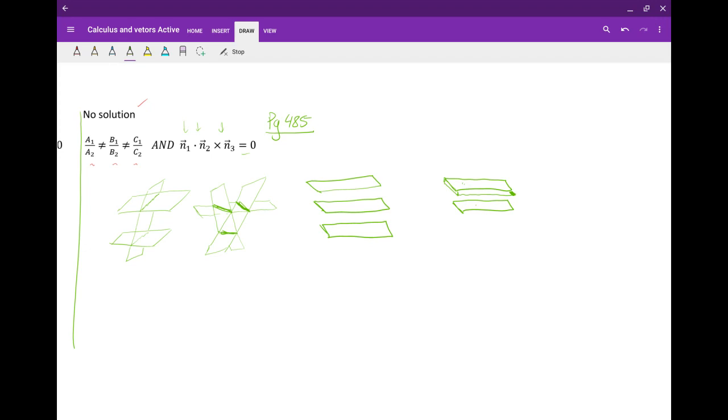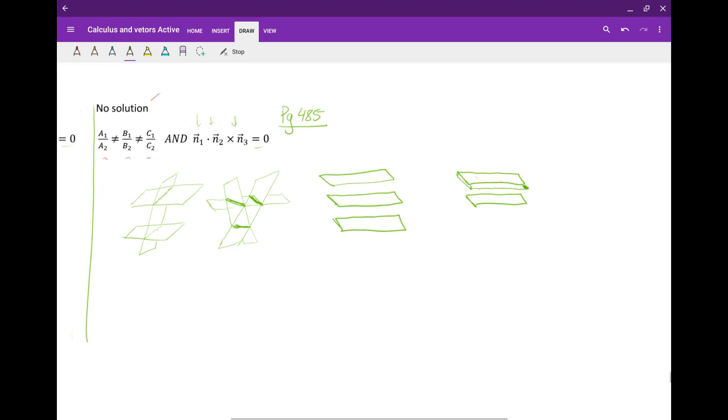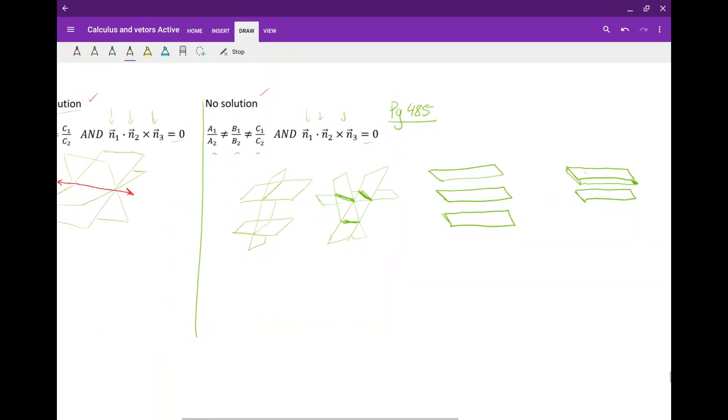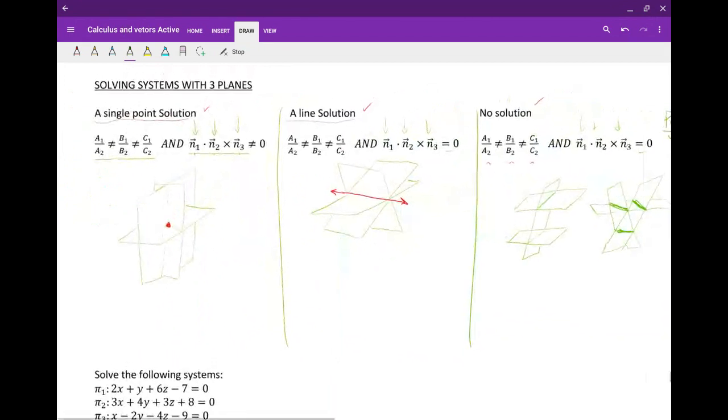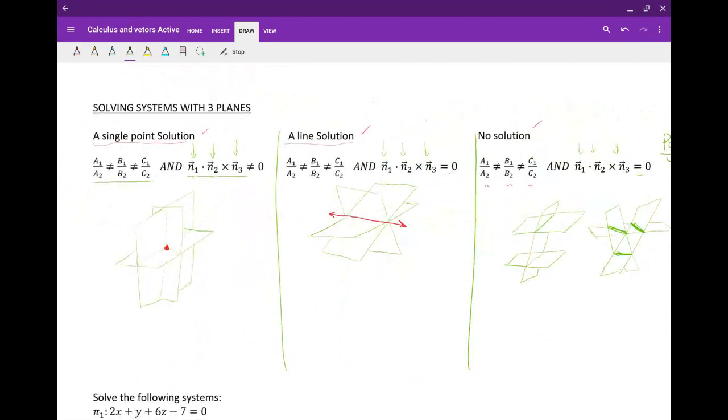These would all be no solutions, though, because remember, a solution is only where all three planes exist at the same time, right? Okay, and then there's one special one where you have a full plane solution, and that's where all planes are equal, just completely equal, okay?